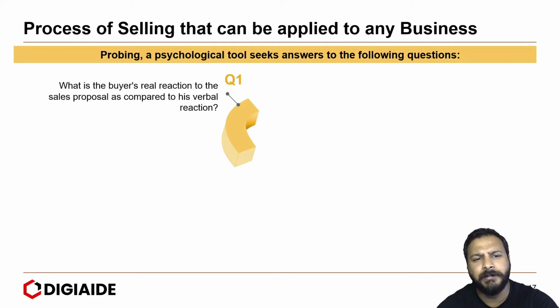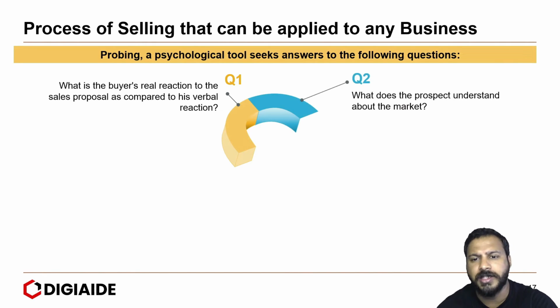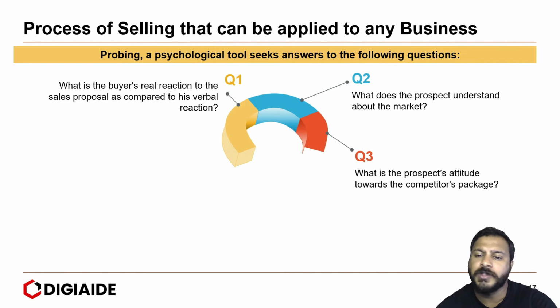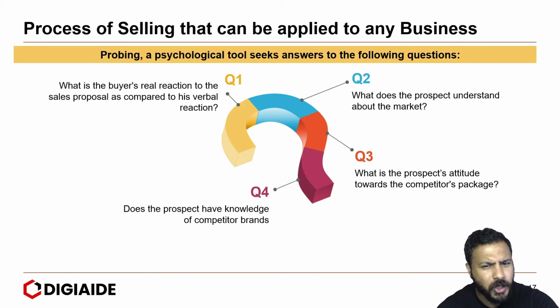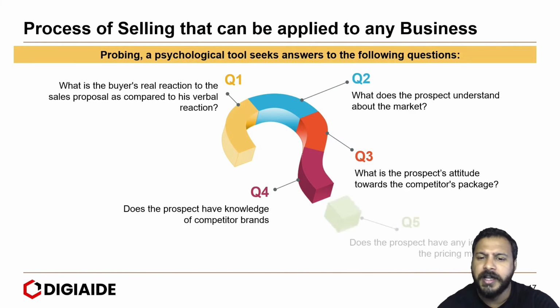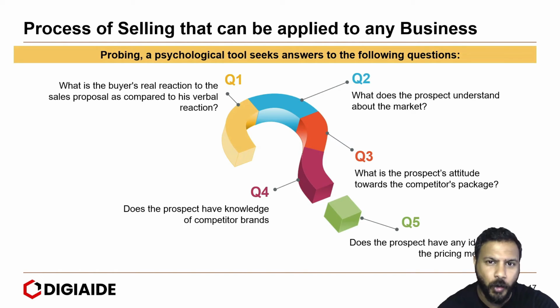First, what is the buyer's real reaction to the sales proposal as compared to his verbal reaction? Next, what does the prospect understand about the market of the product? Then comes, what is the prospect's attitude towards the competitor's package? Does the prospect have knowledge of competitor brands? And finally, does the prospect have any idea about the pricing mechanism in the market? All these questions are answered through probing.